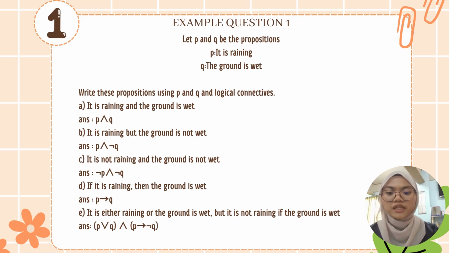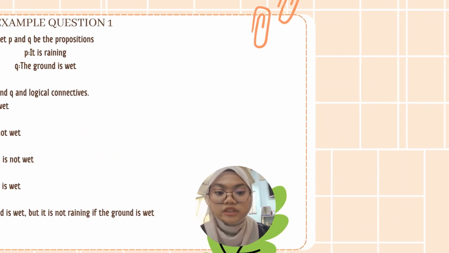Answer: P implies Q. E, it is either raining or the ground is wet, but it is not raining if the ground is wet. The answer is P or Q, and P implies not Q.